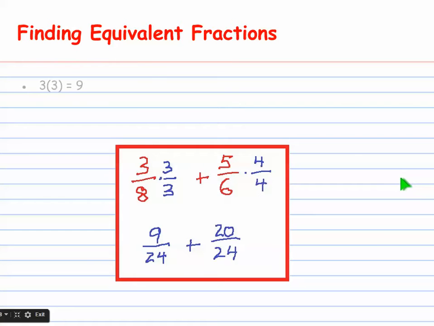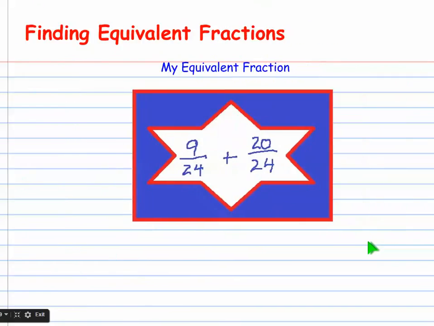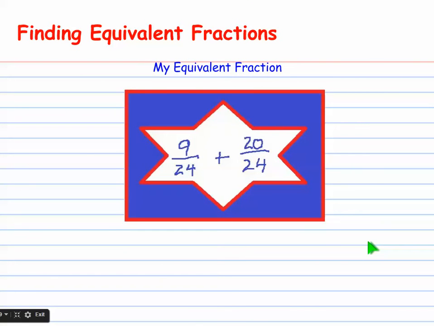So, we know that 3 times 3 is 9. So when I multiply this, I get 9 24ths. And 5 times 4 is 20. So I get 20 24ths. This then is my equivalent fraction. I haven't added the numbers together, but it is an equivalent fraction.